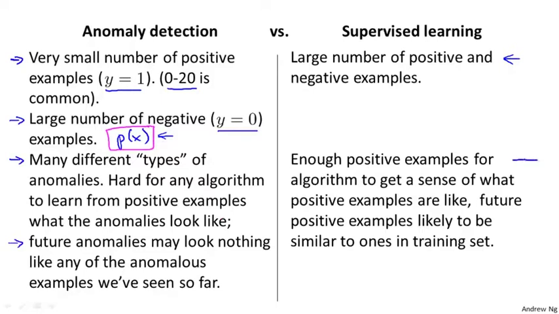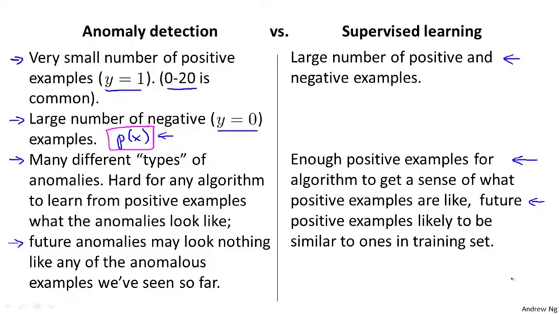In contrast, in some other problems, you have enough positive examples for an algorithm to get a sense of what the positive examples are like. In particular, if you think that future positive examples are likely to be similar to ones in the training set, then in that setting, it might be more reasonable to have a supervised learning algorithm that looks at a lot of positive examples and a lot of negative examples, and uses that to try to distinguish between positives and negatives.